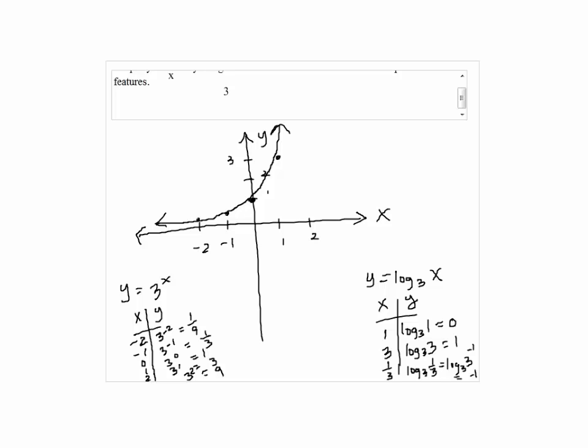So 3 points are enough. Try to choose points for x so that we can have integers for y, not fractions. So we have when x equals 1, y is 0. And when x is 3, y is 1. And when x is 1/3, y is negative 1. So the graph will look like this.